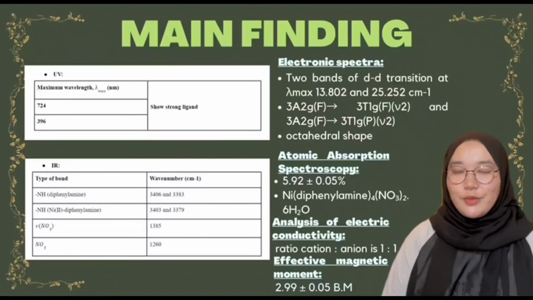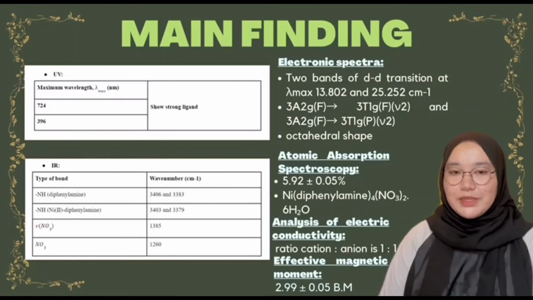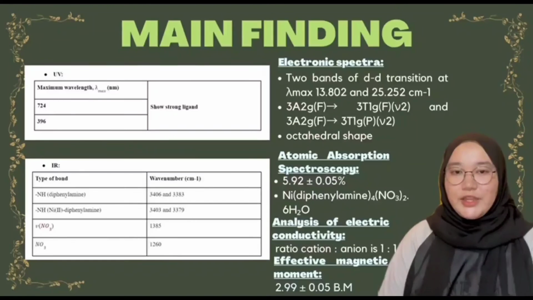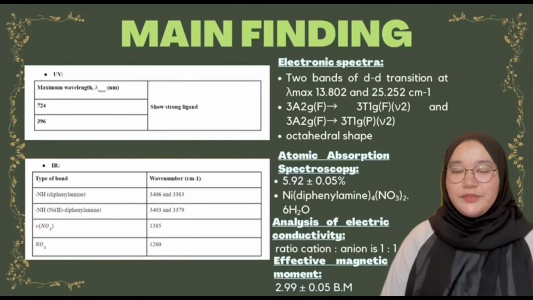Next, analysis with atomic absorption spectroscopy shows that the content of nickel in the complex was 5.92 plus minus 0.05%. Thus, the formula of the complex is as you can see here. For the analysis of electrical conductivity, the charge ratio of cation and anion was 1:1. Lastly, for effective magnetic moment, the value was 2.99 plus minus 0.05 Bohr magneton.